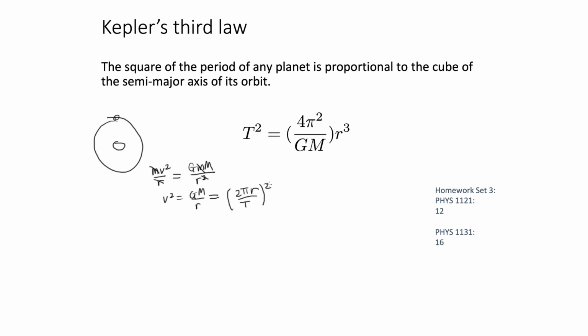So looking at this part of the formula, we can write GM on r is equal to 4 pi squared r squared on T squared, which we can rearrange to say T squared is equal to 4 pi squared, and then we've got an r squared here times an r here, so that's r cubed, divided by GM. And that is the formula which is written just here. So the square of the period is proportional to the cube of the radius of the orbit.